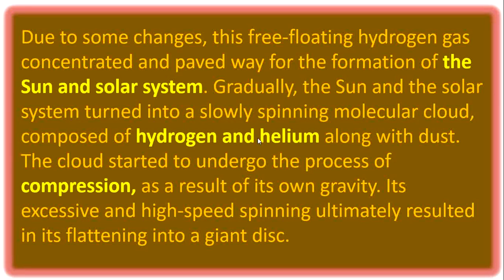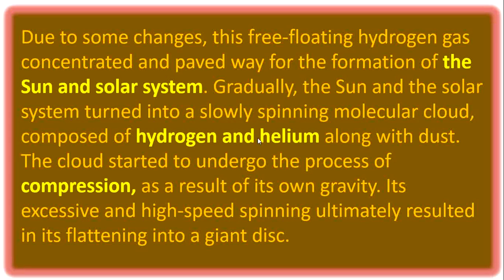So how did the sun form? At the time of the Big Bang theory, the hydrogen gas condensed as a huge cloud. After that it formed a galaxy, and the hydrogen gas left free started floating in the galaxy. Then some changes took place in the hydrogen gas and it concentrated, producing a path for the sun and the solar system. Slowly the sun and the solar system were spinning in a cloud composed of hydrogen and helium, and the cloud started to undergo the process of compression.